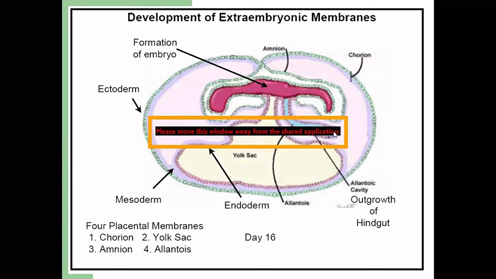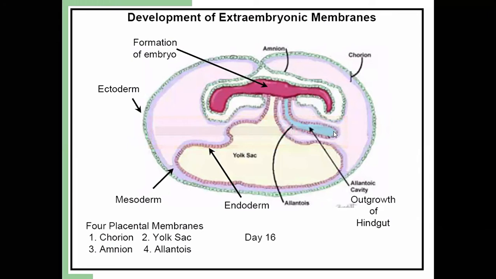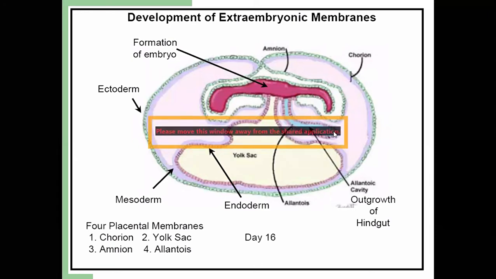So, okay, these are the extraembryonic membranes. You have 4: chorion, amnion, yolk sac, and allantois on the lower left side. Okay, and the formation of the germ layers.